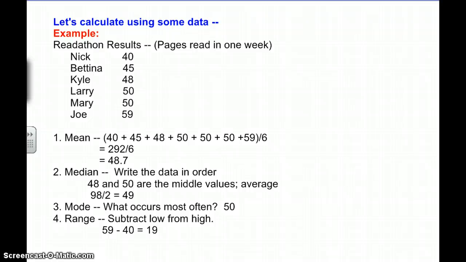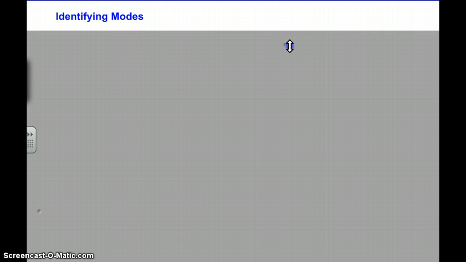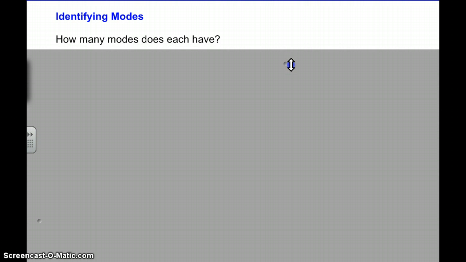And last would be the range. And for the range, you would always subtract the low from the high. You take the highest value, subtract the lowest value. So it's 59 minus 40, or 19. We're going to identify some modes now. So let's come down. Let's look at how many modes each set of data has.